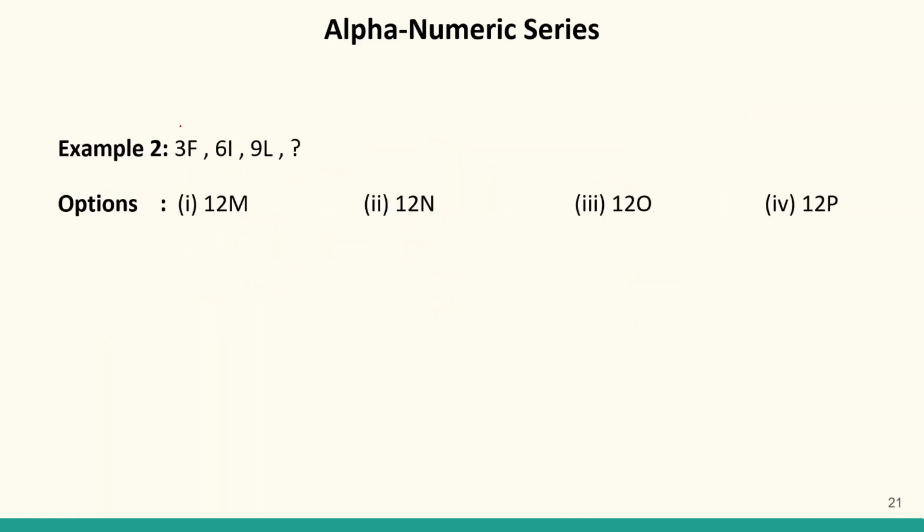Then this one. Let us write the ranks. So the rank of F is 6, the rank of I is 9, and the rank of L is 12. So when we solve the alphabets, there's an increment of plus 3. 6 plus 3, 9, 9 plus 3, 12. So we have to find 12 plus 3, that is the 15th ranked alphabet, which is O.